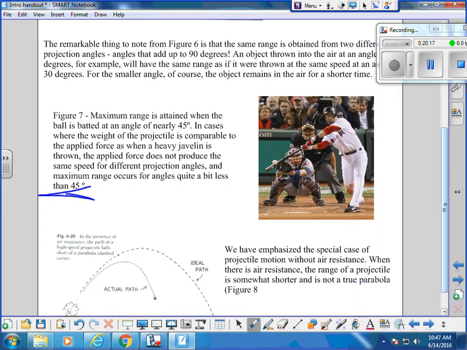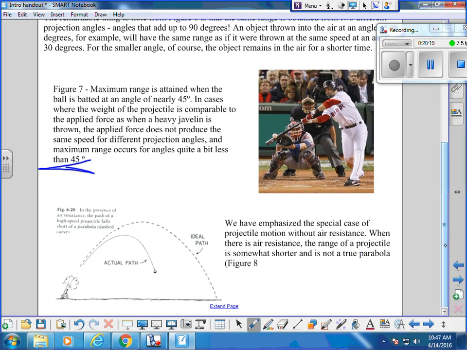We've emphasized the special case of projectile motion without air resistance. When there is air resistance, the range of the projectile is somewhat shorter and is not a true parabola. So this, in fact, is the actual path, like I was talking about before about the golf ball, right?